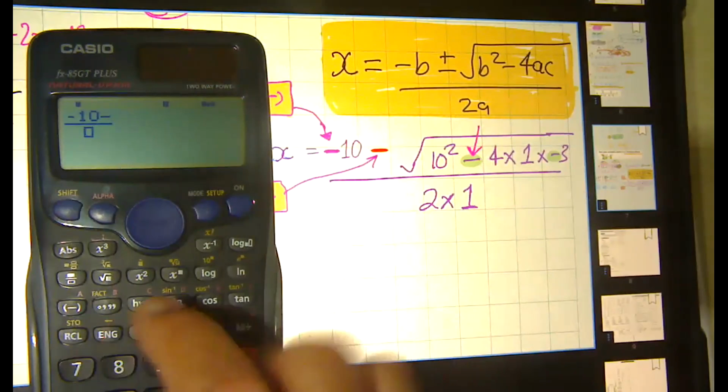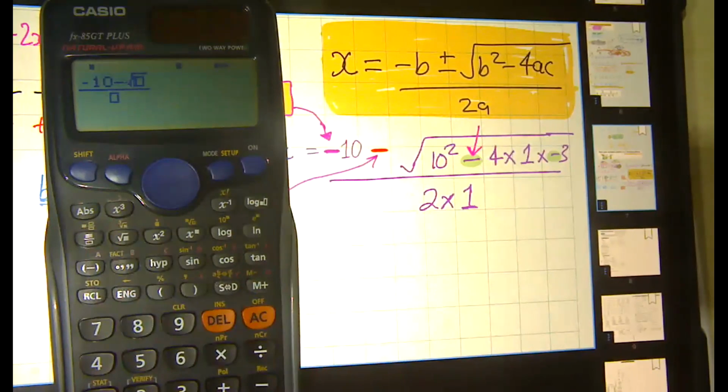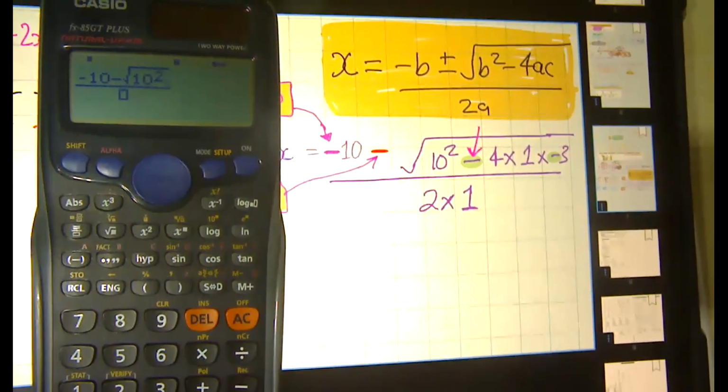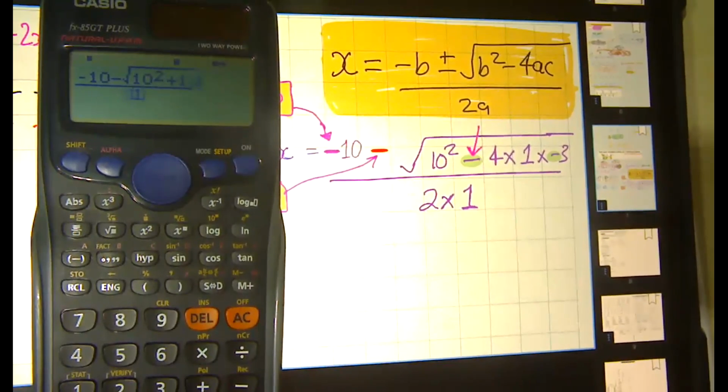Now everybody please press the square root button. And you press 10 squared. Now what do we say that we're going to do for the -4 times 1 times -3? We said we can do something with that. It's Ibrahim. We're going to put it in as what? Plus 12. Plus 12, just to save us the hassle.